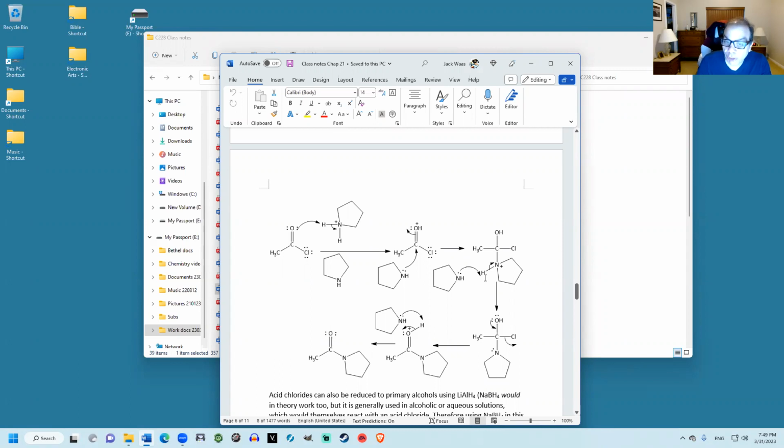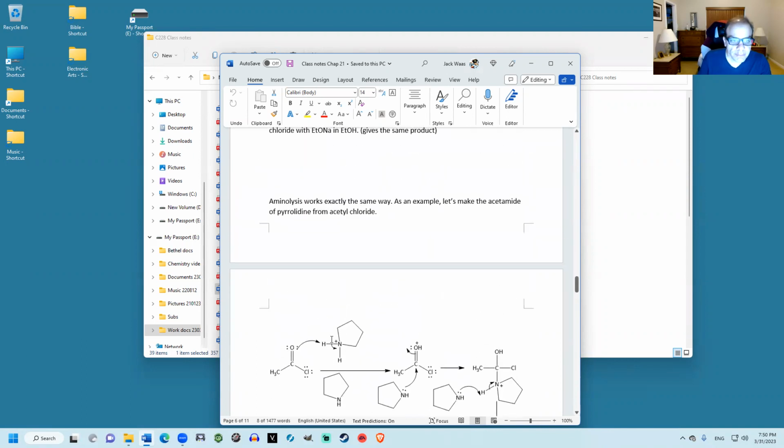Then once again, proton transfer. We want to get the plus charge off of nitrogen. So we use an amine molecule to pull that proton off and give us this intermediate. Then, sure enough, loss of chloride again. That gives us this intermediate. The amine pulls off this proton in order to get rid of the plus charge on oxygen, and we get our amide. So this is aminolysis of an acid chloride. That's mentioned previously in the class notes. Aminolysis.